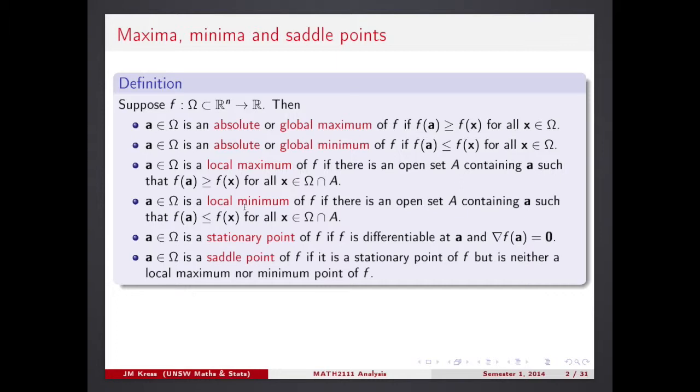That's the first four in this definition. The last two are stationary and saddle point. Stationary is the one where the gradient is 0. And a saddle one is a stationary point with the extra condition that f at this point is neither a local max nor a local min.